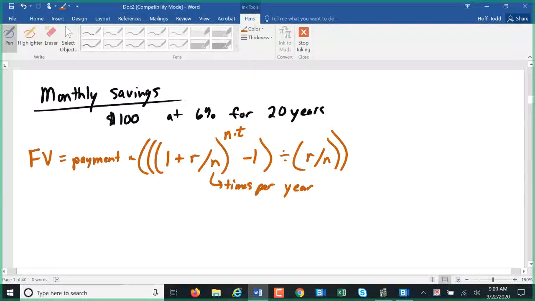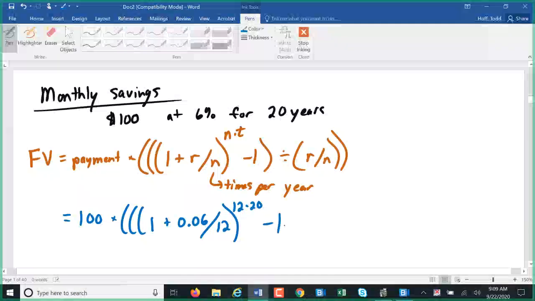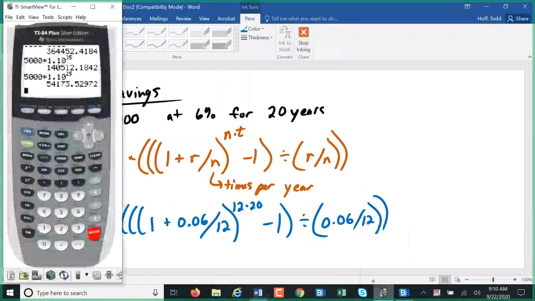So let's look at this. $100 a month times 3 open parentheses, 1 plus 6% is 0.06. That's per month, so it's divided by 12. To the power of 12 times 20, minus 1, close parentheses, divided by 0.06 divided by 12. Close and close. Let's put this in the calculator.